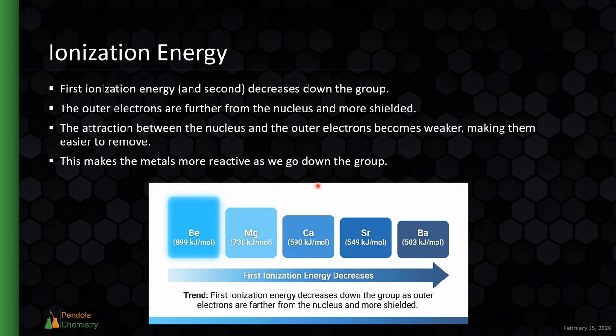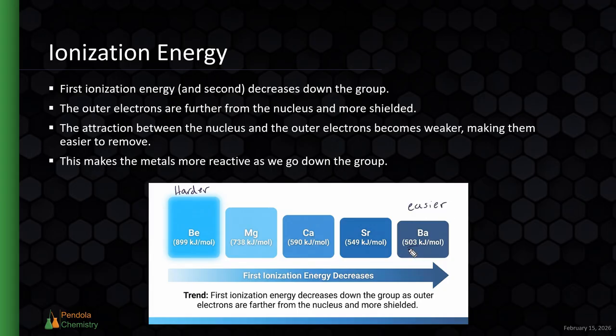We discussed this back in prior chapters, including chapter 10. But the weaker that attraction is, the easier it is to remove those electrons. So the first ionization energy and also the second ionization energy are going to decrease. So it's a lot harder to remove an electron from beryllium than it is from barium.